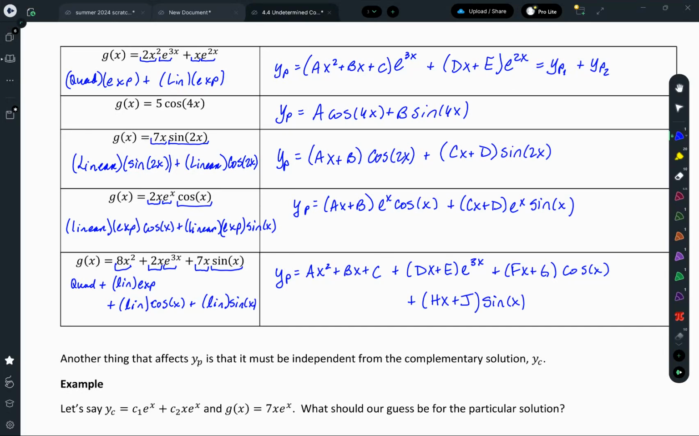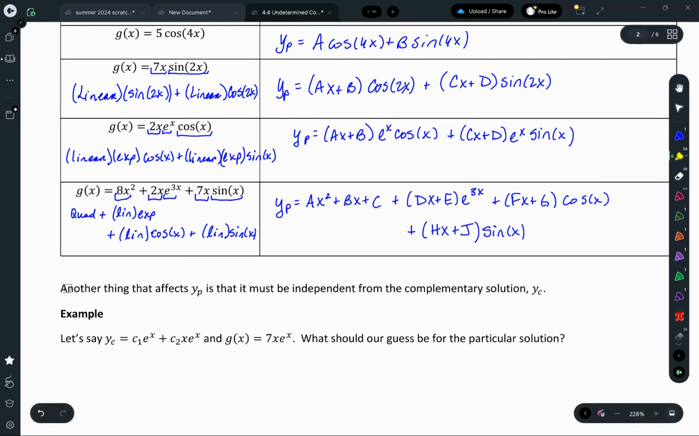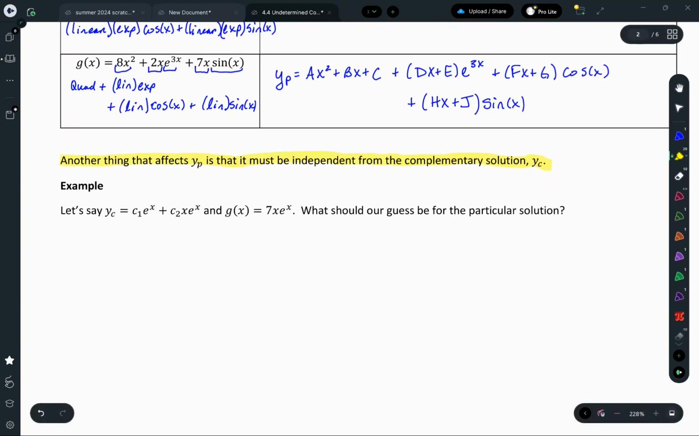Okay? Once you've done that, another thing that affects y sub p is that it must be independent from the complementary solution, y sub c. Okay? So let's look at an example where we have to take both into account. Let's say y sub c is equal to c1 e to the x plus c2 x e to the x, and g of x is 7x e to the x. What should our guess be for the particular solution?